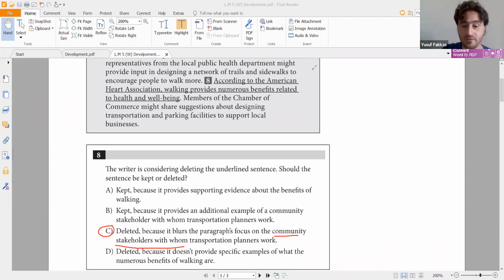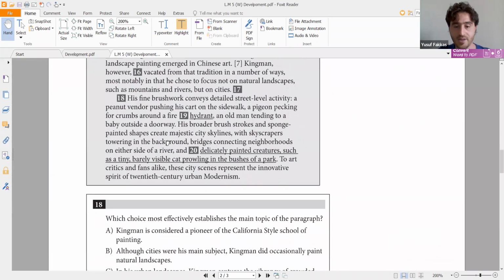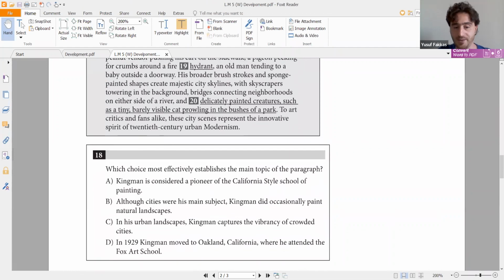Because if we choose D, they are telling us that it should be deleted because it doesn't provide specific examples of these benefits. Okay, now let's imagine, even if they told us about these benefits and mentioned specific examples, it still doesn't support the main idea. So I don't need it. Okay, so that's a focus question, and we've just done it. Now let's move to question number 18.